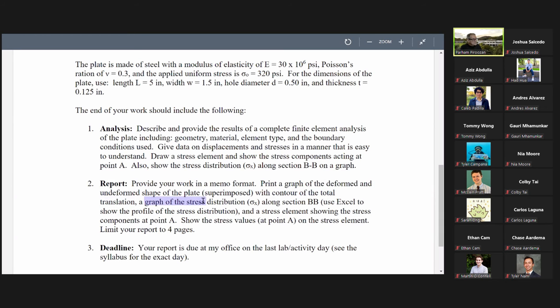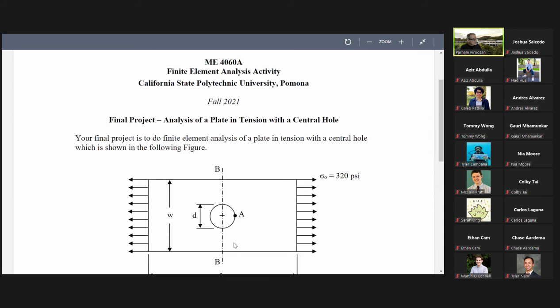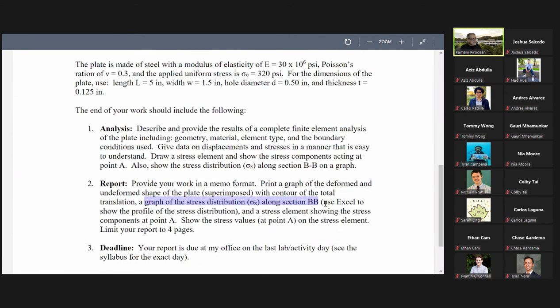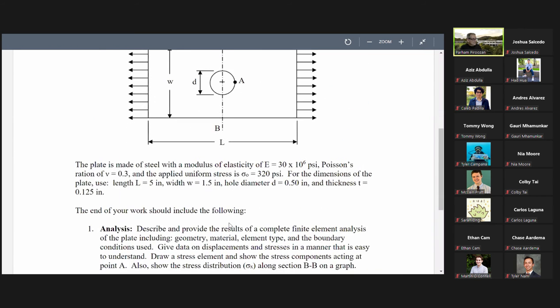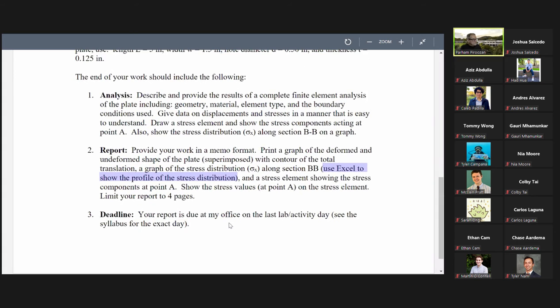A graph of stress distribution sigma x along BB. This section BB, we want to see how this sigma x is varying. Use Excel to show the profile of the stress distribution. So take the stresses from FEMAP, take them to Excel and use Excel to plot how sigma x is varying along this. So that would be an Excel graph, but the data that you take from FEMAP show how sigma x is varying along this section.